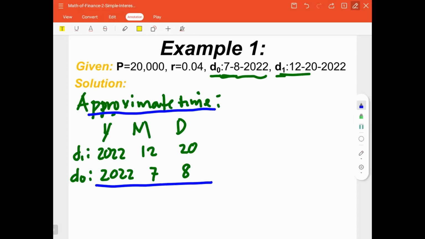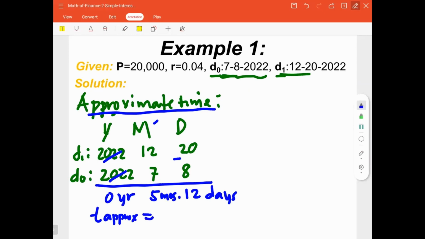We'll have 20 minus 8 is 12. So that's 12 days. Now, with the months there, 12 months minus 7 months is 5 months. Then, the year, 2022 minus 2022, of course, is 0 year. So for the approximate time now, this will be equal to 5 months.